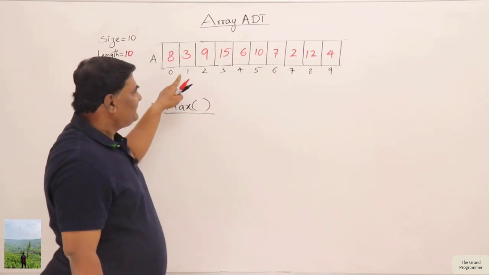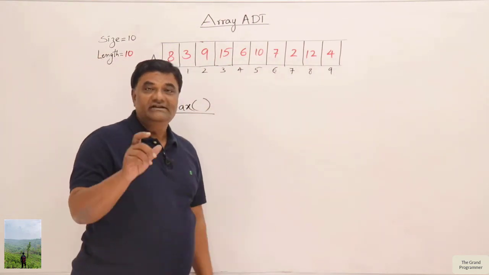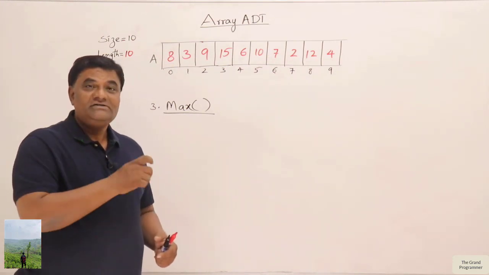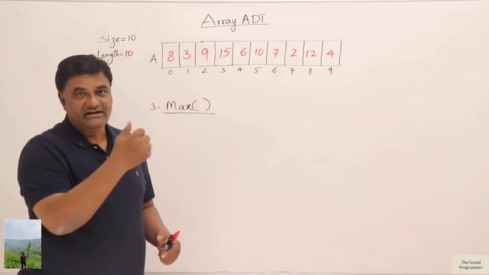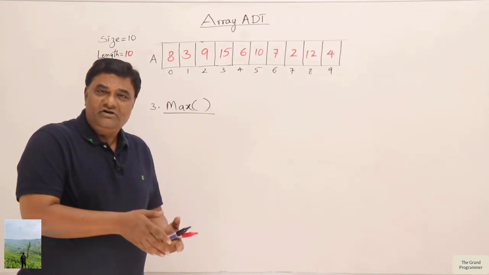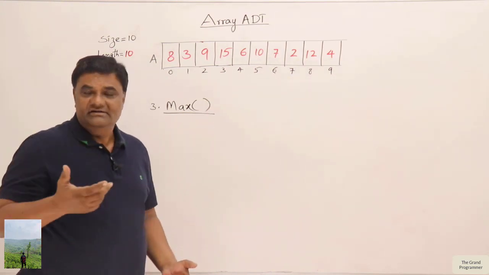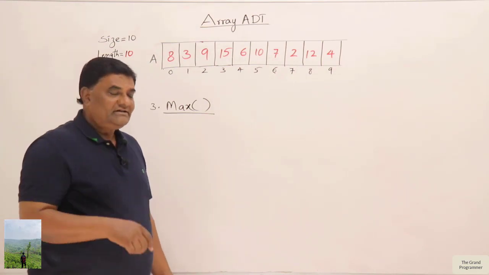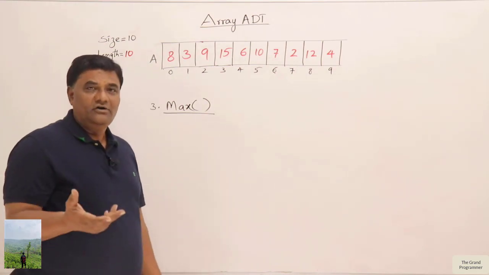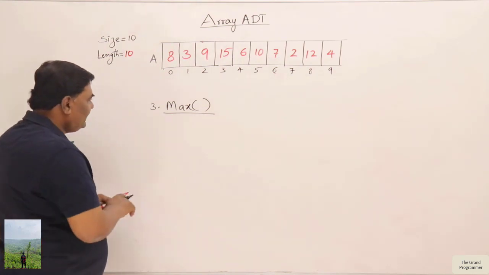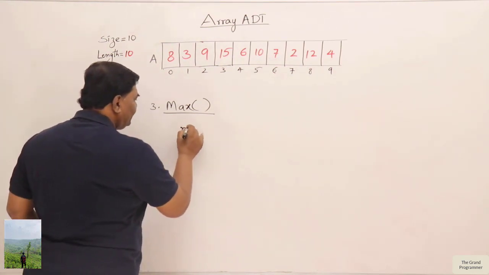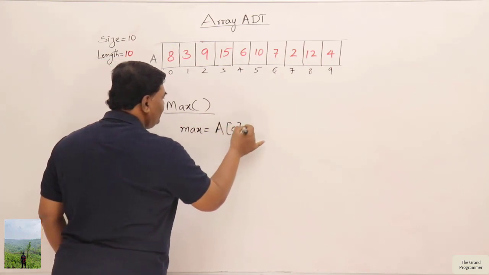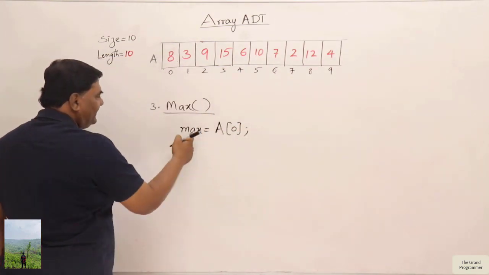This means unless I check the entire list, I cannot say which is the maximum element. For finding a maximum element in an unsorted list, I have to check the entire list. If the list is already sorted, then the last element is the maximum. So for an unsorted list, I have to check all. Let us see how I can check it. I will take one variable called max, and in that I will store the first element, that is A of 0.